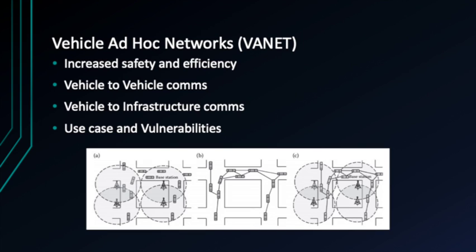The figure below shows three various network topologies. The first is a vehicle-to-infrastructure topology, the center is a vehicle-to-vehicle topology, and the last is a combination of the two.